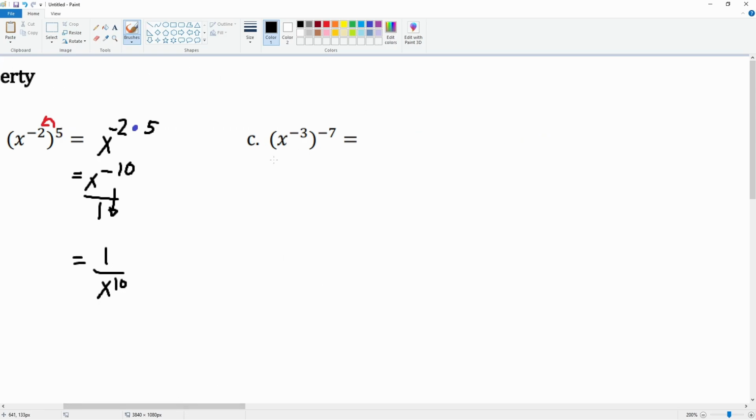For c, let's distribute the exponents together. So we have x to the negative 3. That's going to be multiplied to the negative 7, getting us x to the positive 21 exponent. The fact that it's positive, we could leave it like that.